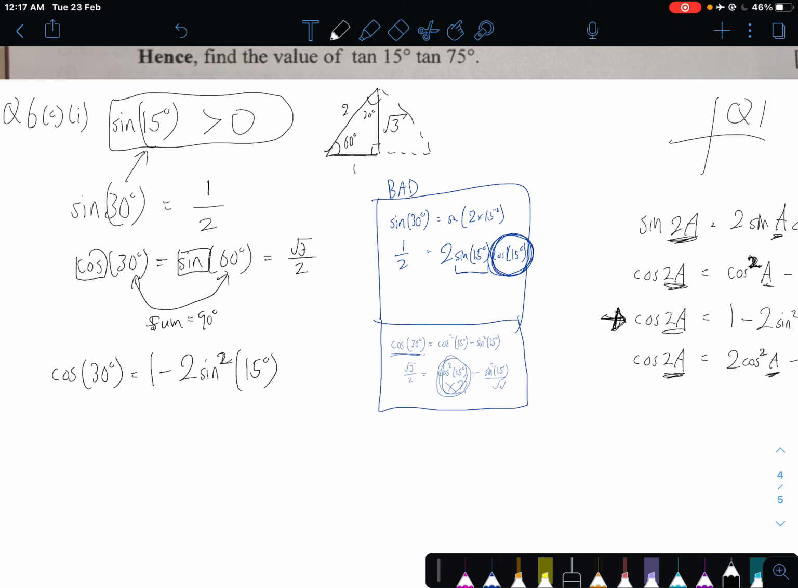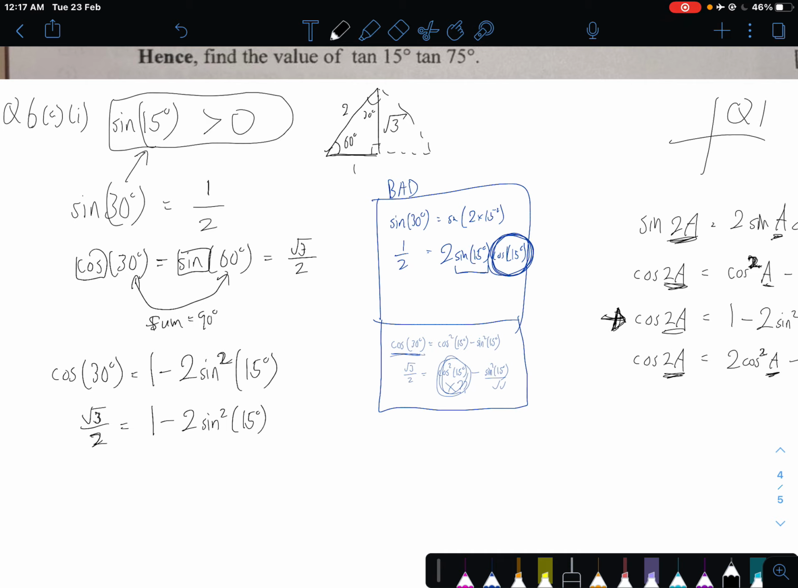Oh, that seems promising. Yes, and yes it is. Cosine 30 degrees we know is root 3 over 2. Root 3 over 2. Okay, good. And 1 minus 2 sine square of 15 degrees, well, we can't do much with it.